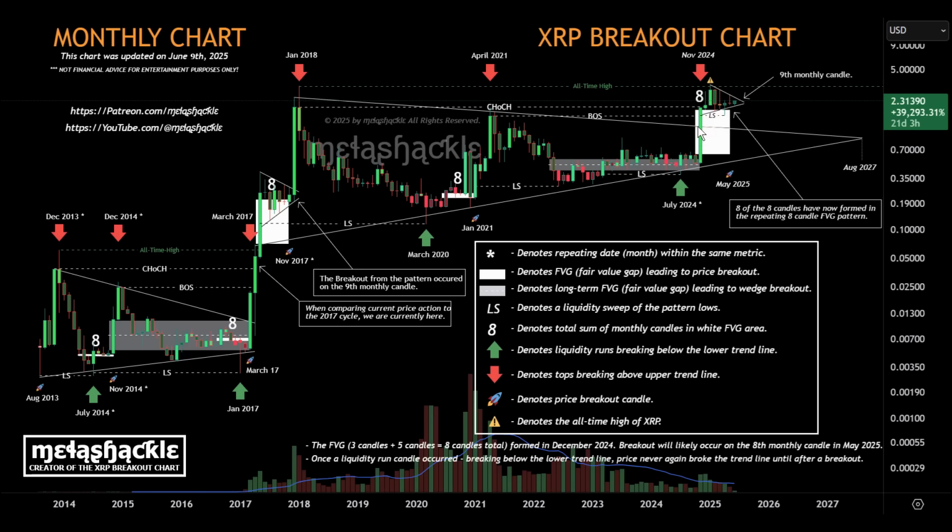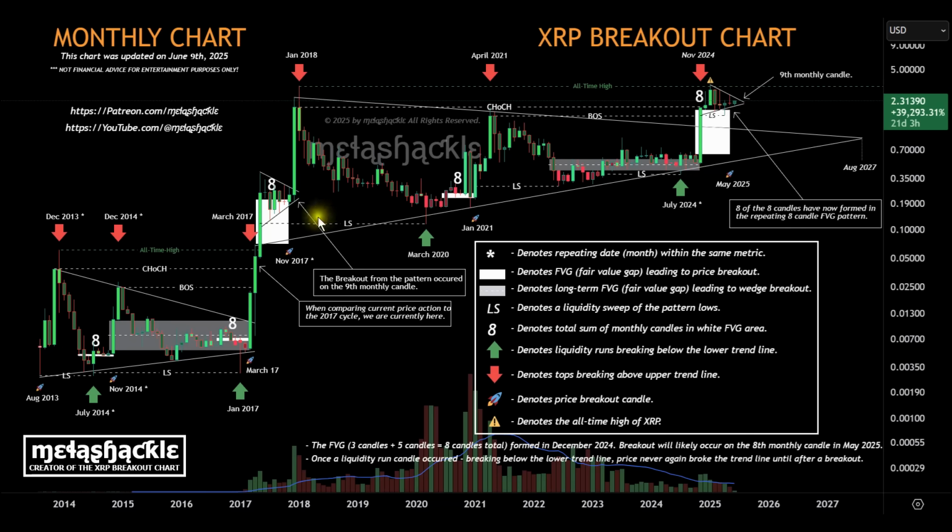Now that time has passed, we now know that this cycle more closely represents the 2017 cycle over any of the other cycles. And it's hard to deny that they are very similar. And at the time when I first started talking about the XRP breakout chart and its potential, none of these candles had even formed on the chart because it was going back to right around here before the Trump pump in November.